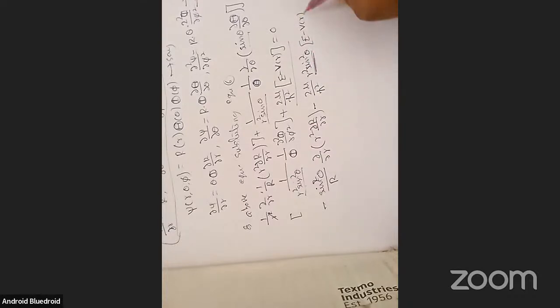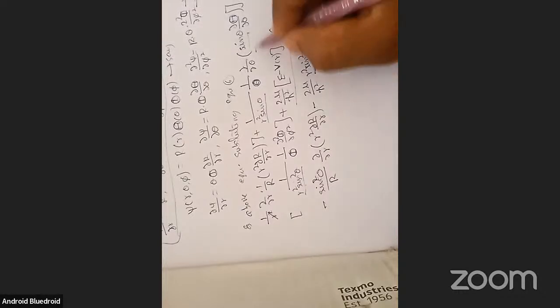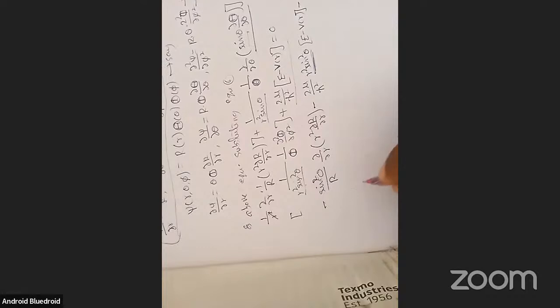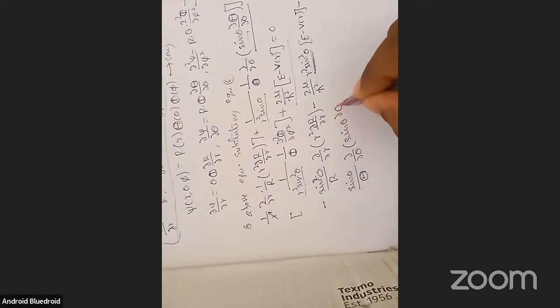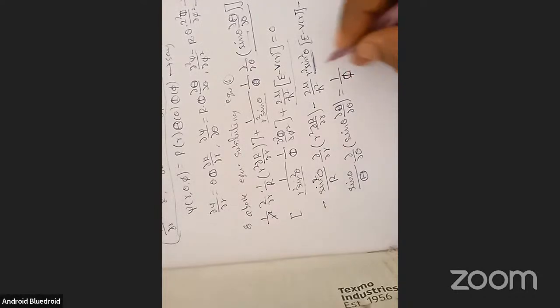So V of r minus this, here minus sin theta by capital theta into dou by dou theta of sin theta dou capital theta by dou theta, equal to 1 by capital pi dou square capital pi by dou pi square. Okay, this is the equation 9.